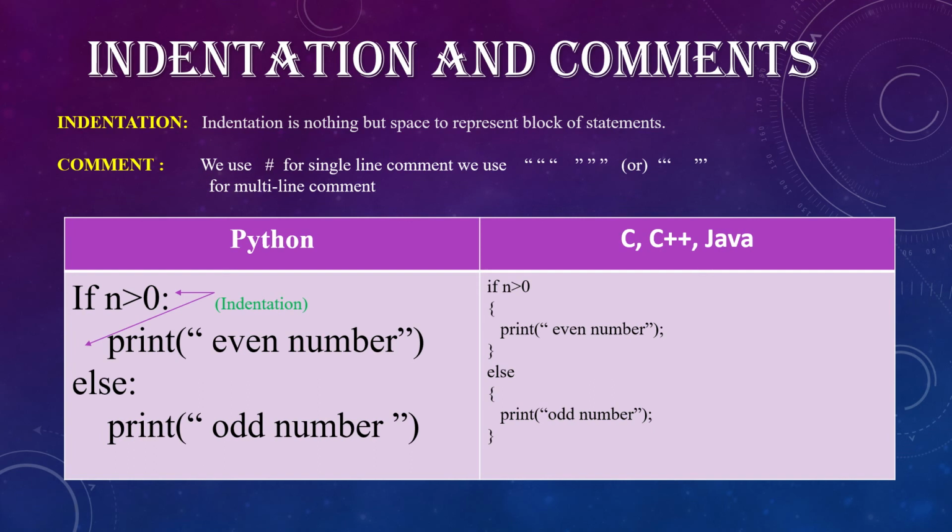Next, comments. We use the hash key for a single line comment. We use triple double quotes or triple single quotes for a multi-line comment.